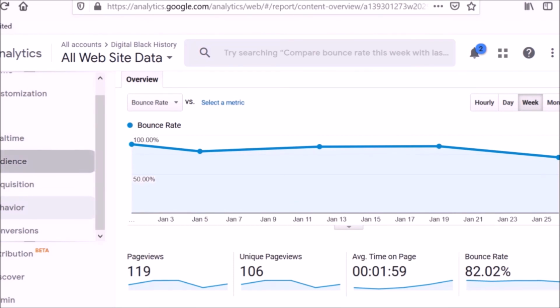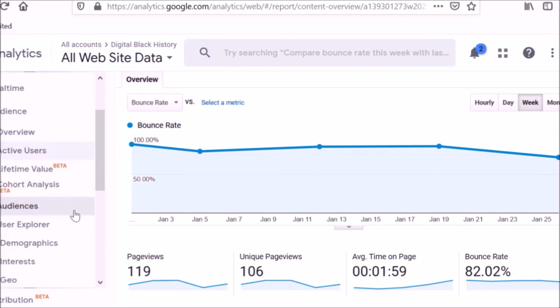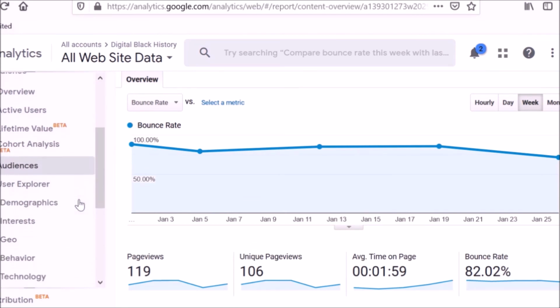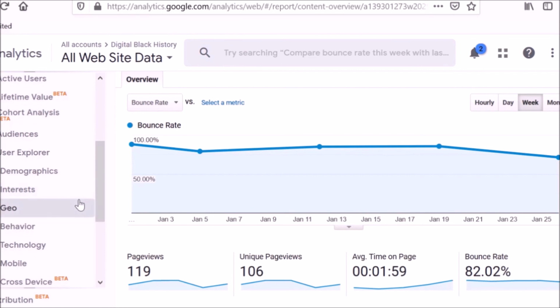By going under each of these sections for your reports, you can find so many valuable pieces of information to give you some ideas as far as how to get people coming to your website and how to keep them there.